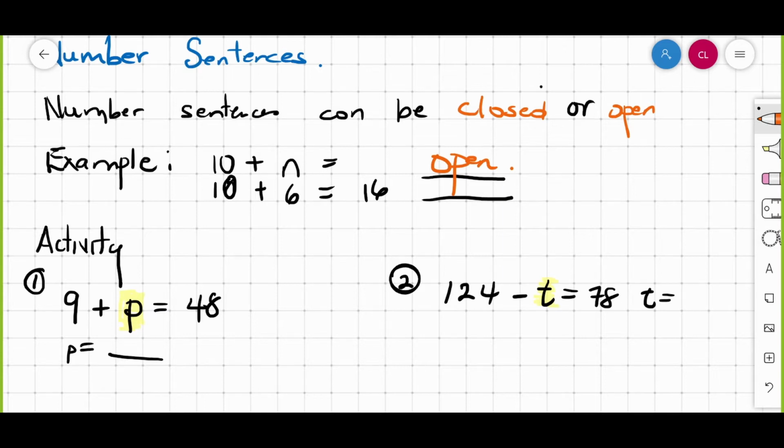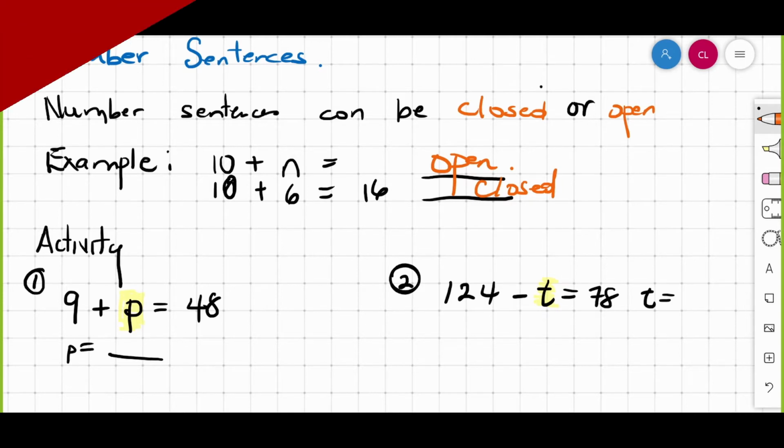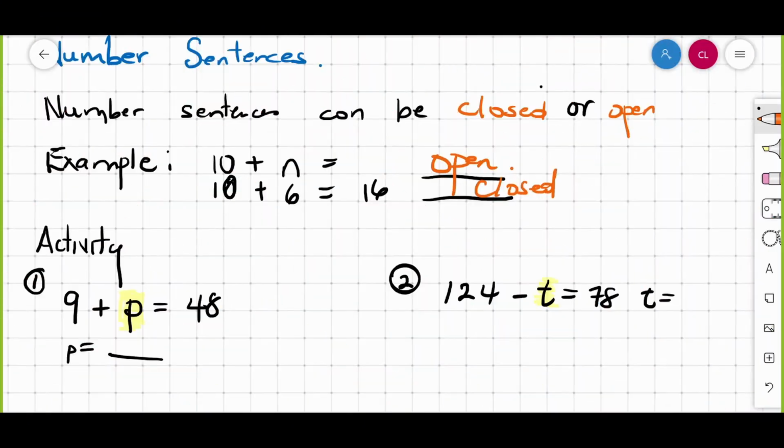And 10 plus 6 equals 16. This one would be closed. When it is open, there is no answer given, and when it is closed, an answer is given. Okay. Yes, sir.